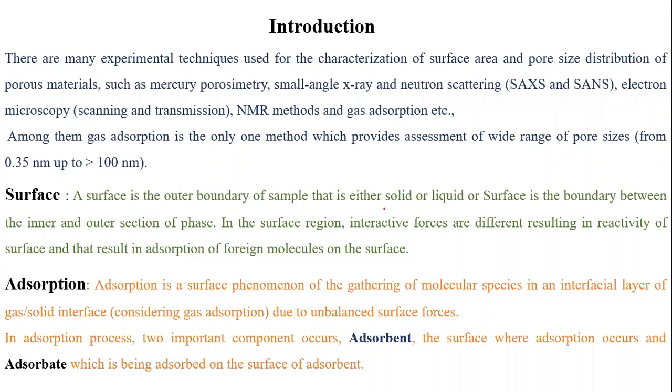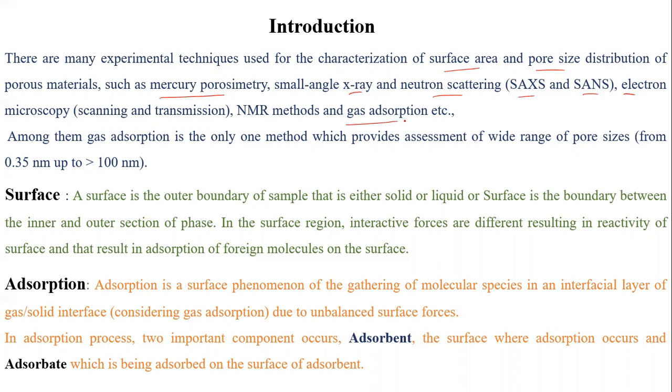So not only BET, we have some other analytical techniques also which can be involved in the characterization of the surface area and pore size distribution of porous materials. Like we have mercury porosimetry. This is also used for the characterization of surface area and pore size distribution. We have small angle X-ray or neutron scattering, SAXS and SANS. We have electron microscopy, in which we have SEM and TEM, and the NLR method. So these are a few of the analytical techniques which are mainly employed in the study of surface area, or we can say the surface analysis of any porous material.